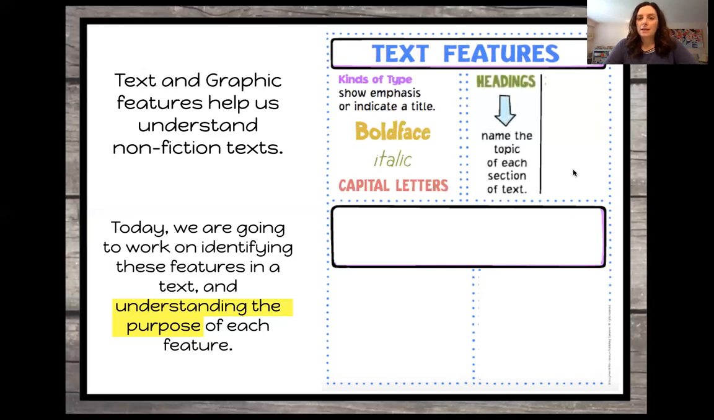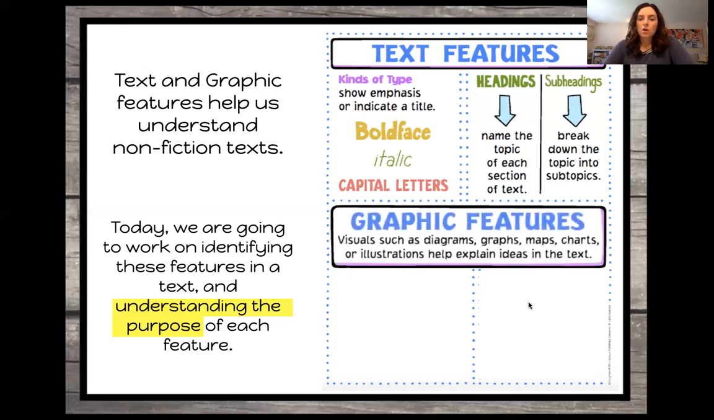Another example of a text feature is the heading. The heading names the topic of each section of the text so that you know what you're going to be reading about. And that usually is followed by a subheading, which is a smaller heading that breaks down the text into smaller subtopics. Graphic features are anything that's visual in a text that helps you understand the meaning. So things like diagrams, graphs, maps, charts, or illustrations.